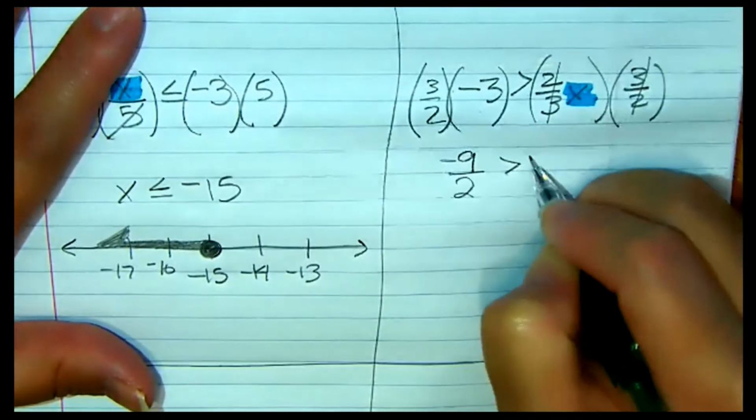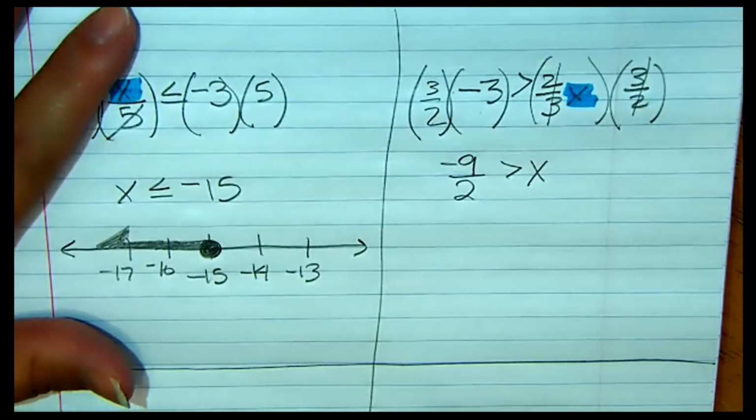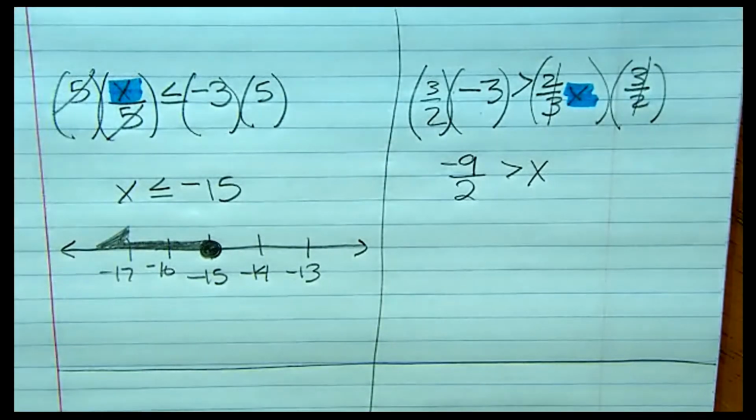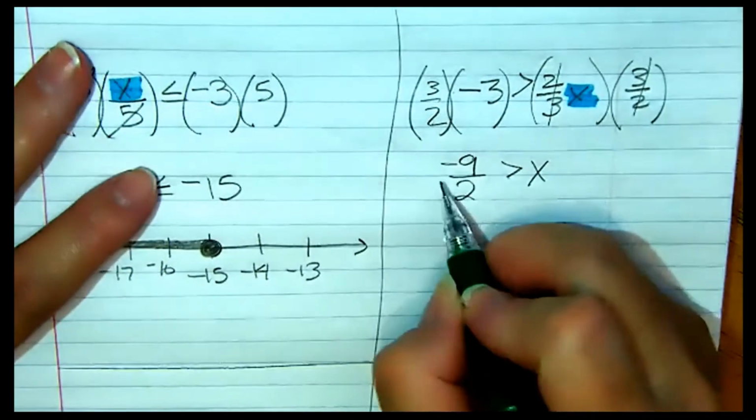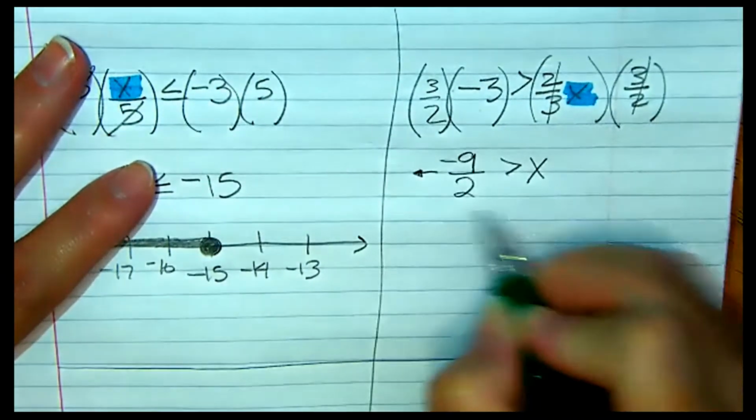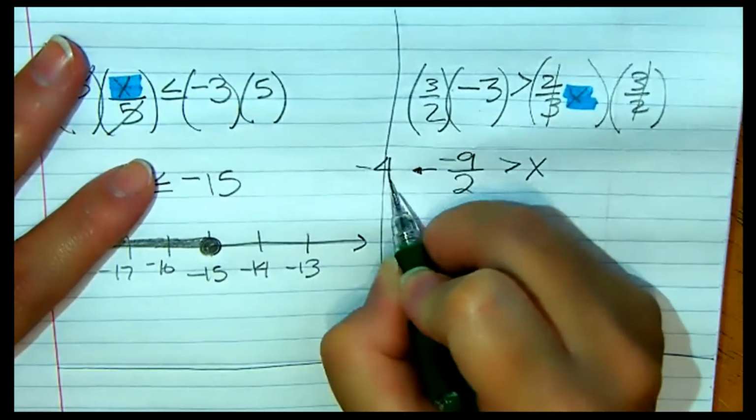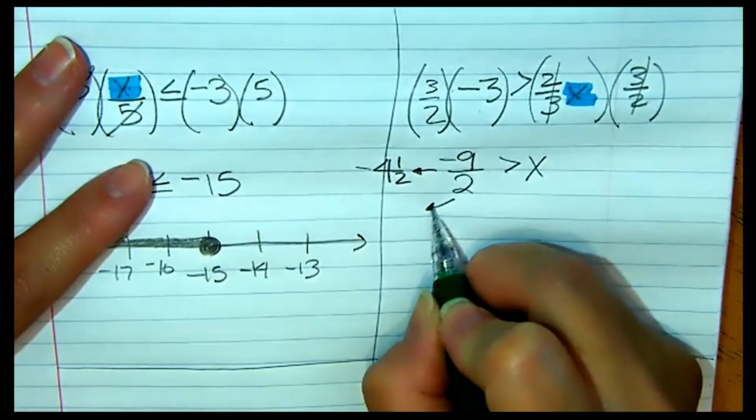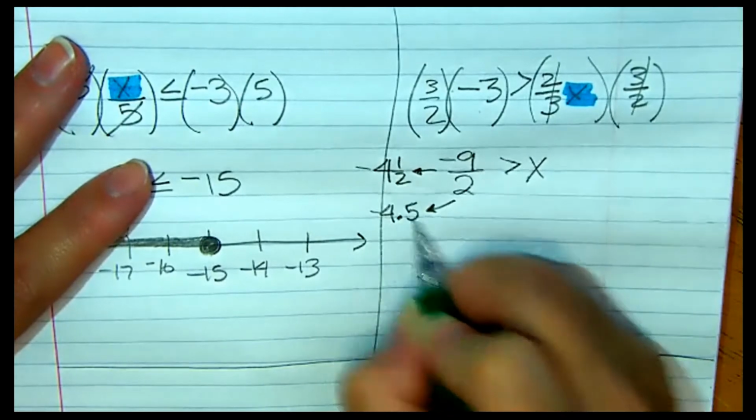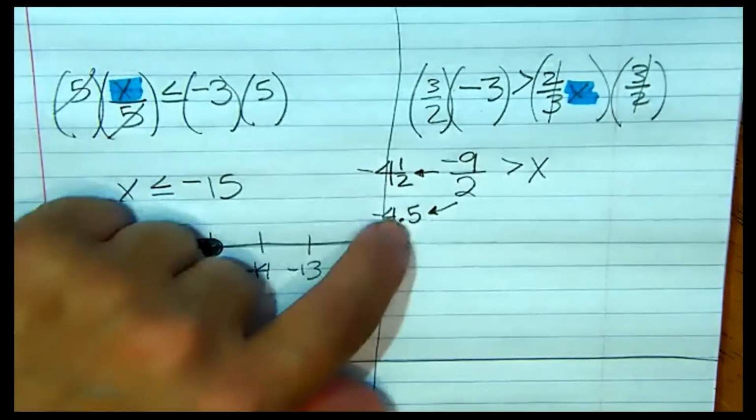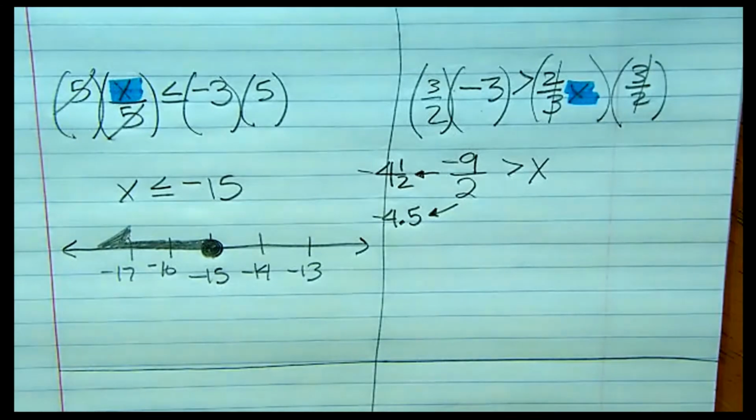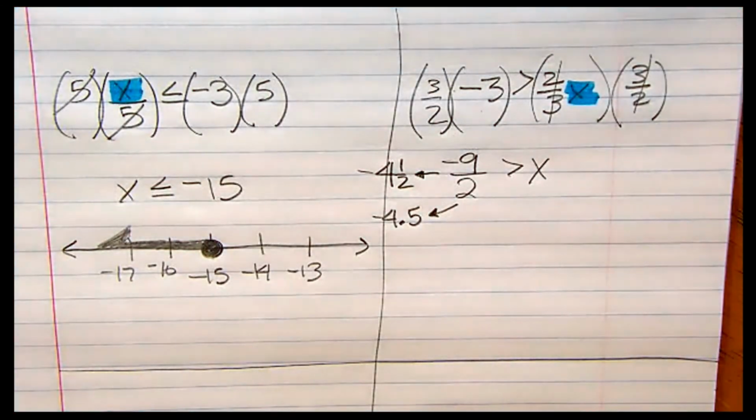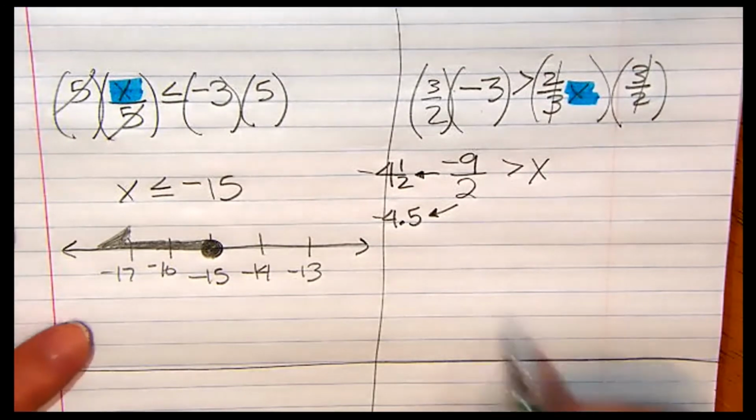These guys cancel. X. Okay, I can leave my fraction this way, but it might be easier to graph if I convert it to -4 1/2 or -4.5. All three of these are equal. They're the same value. They just look different. So now I need to graph this.